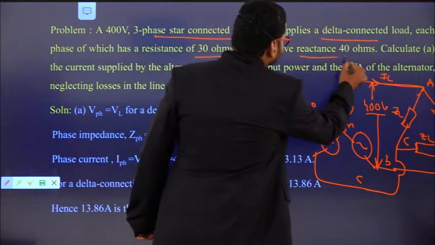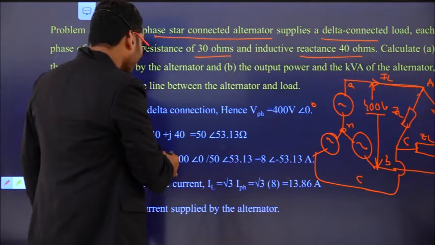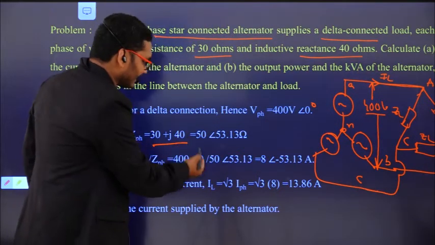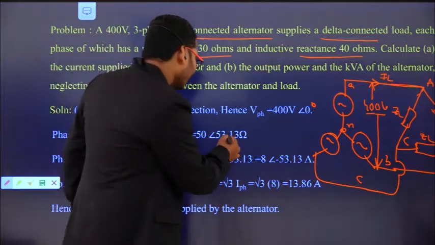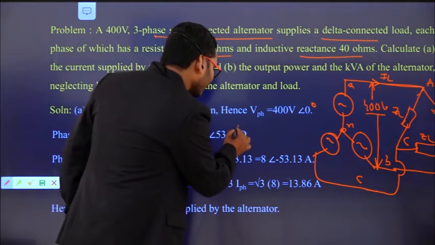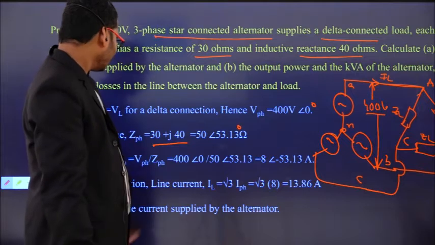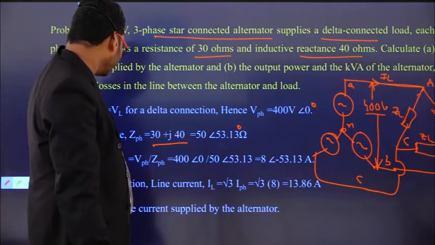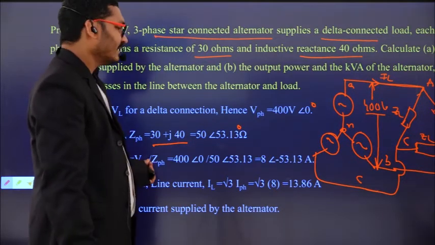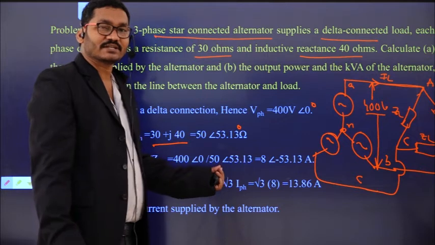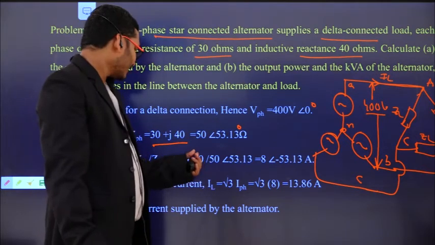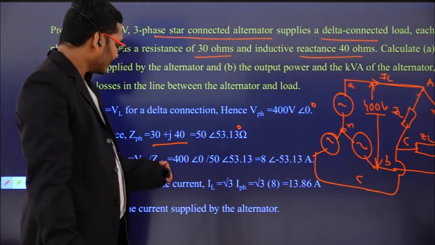Okay, the reactance is 40 ohms. The Z phase equals 30 plus j40, which equals 50 at an angle of 53.13 degrees. Impedance is in ohms. Phase current: you can find it by dividing the phase voltage by the phase impedance. It means V phase by Z phase.